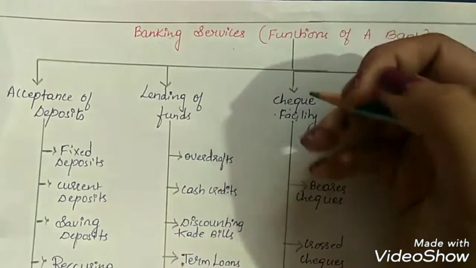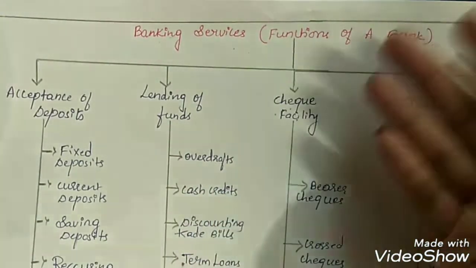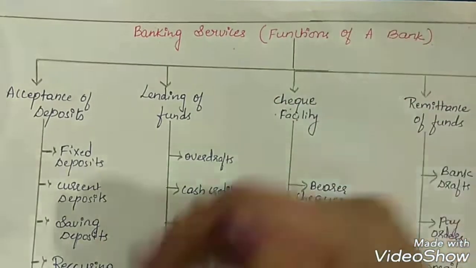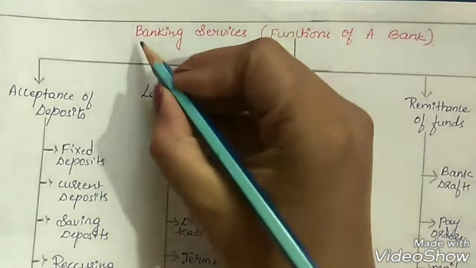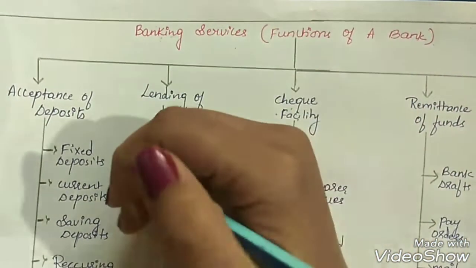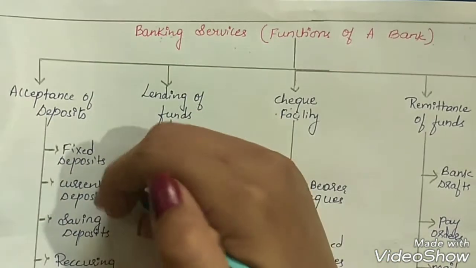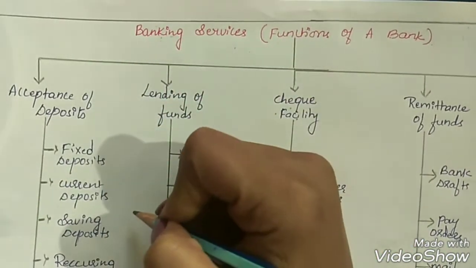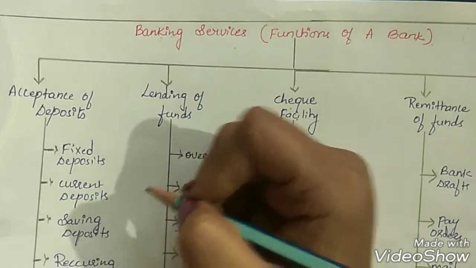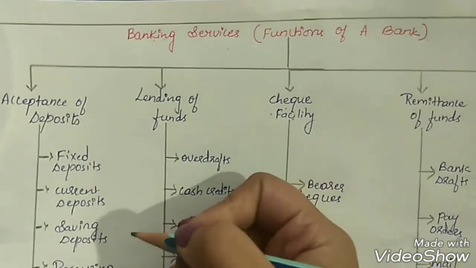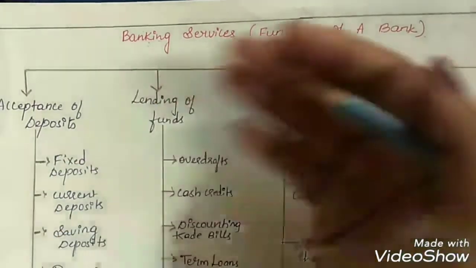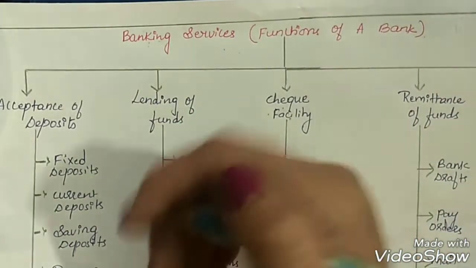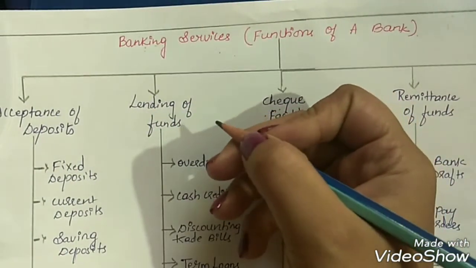Banking services, or we can also name it as functions of a bank, right? So before coming to this, we must know the meaning of a bank. A bank is a financial institution which accepts deposits from the persons who have excess funds, and then it lends those funds to the persons who need them, right?